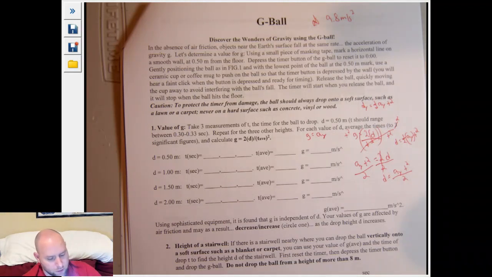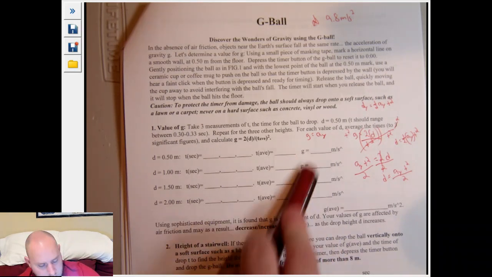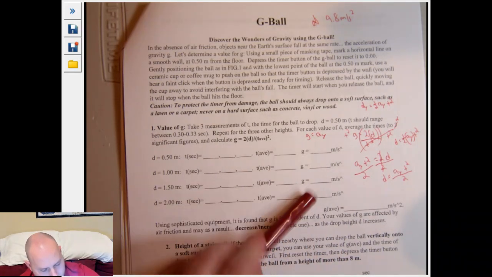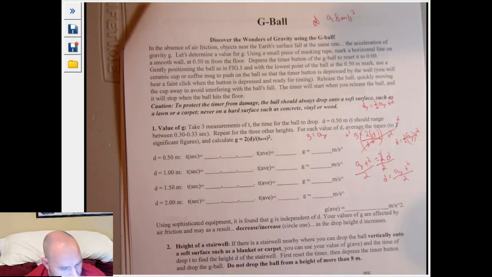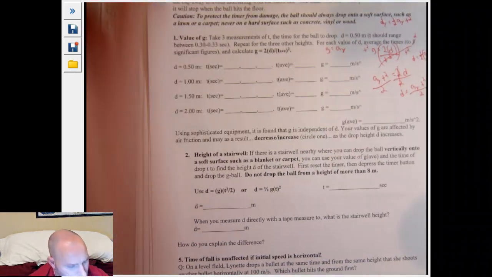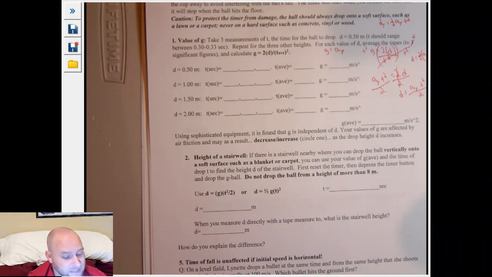All right, so you're going to get your average gravity. That's all these. Take the average, add them all together, divide by 4 because there's 4 of them. And then, I didn't read this in advance, so we're just going to YOLO this. Height of the stairwell. If there's a stairwell nearby, you're actually going to do it in the stairwell. You go down the hall. You know where the stairwell is. It doesn't really matter which one you're going to do.